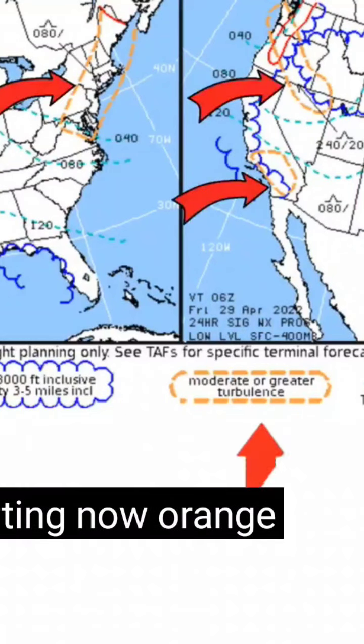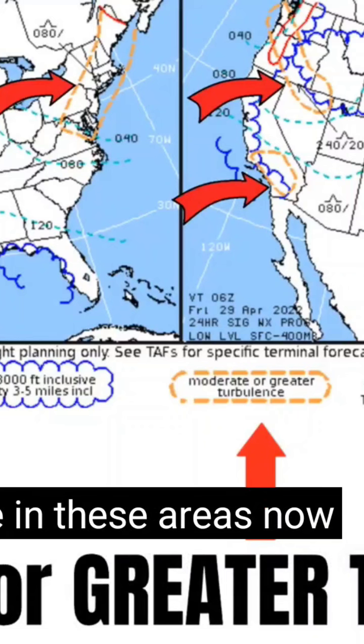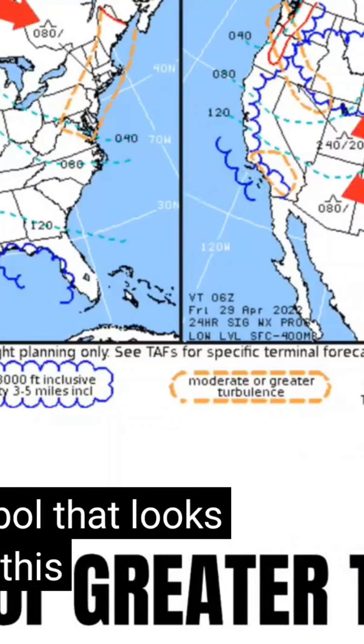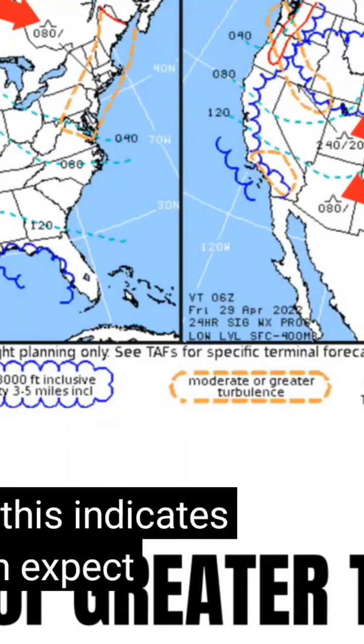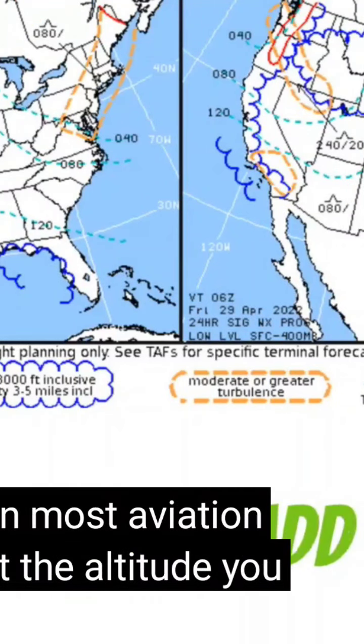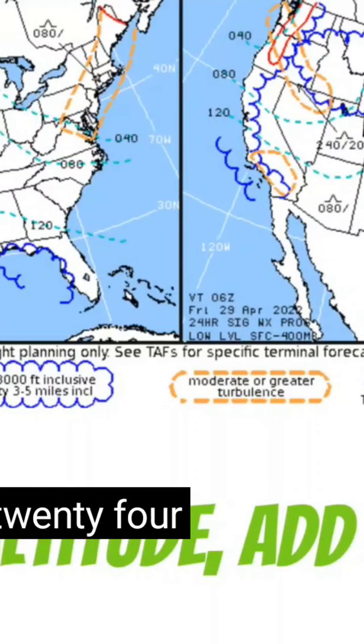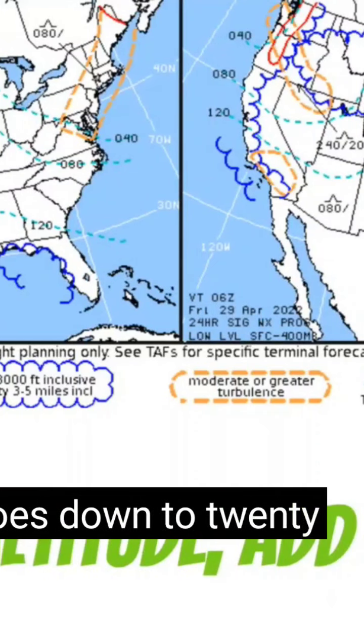Now, orange dashed lines like this indicate moderate or greater turbulence in these areas. Now notice this little symbol that looks like a little mountain. This indicates what altitude you can expect the turbulence. Just like on most aviation weather charts, to get the altitude, you simply add 2 zeros. So up here, the turbulence starts at 24,000 feet and goes down to 20,000 feet.